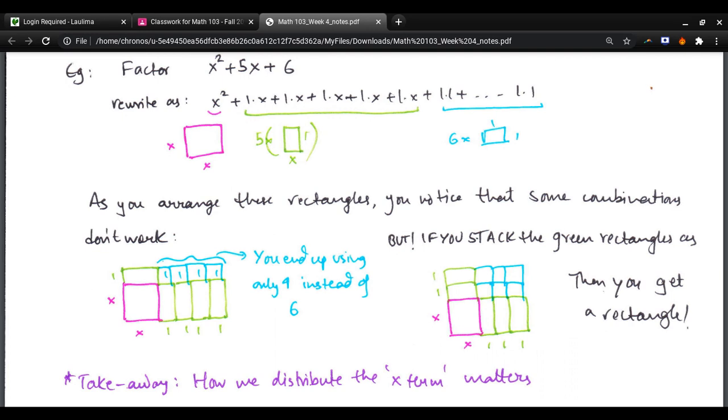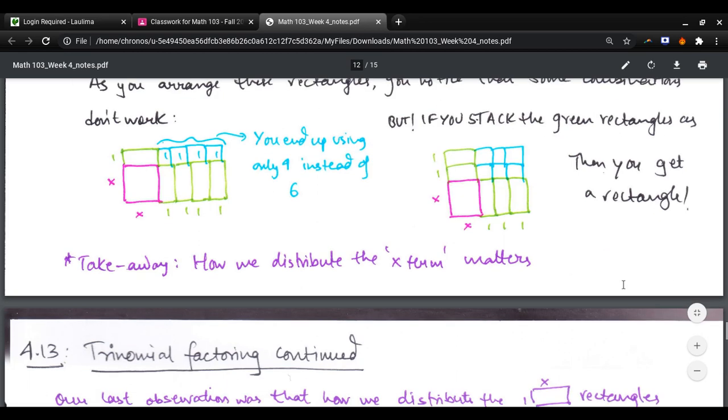So the takeaway from this is that our process depends heavily on how we distribute the green rectangles, and how we distribute them horizontally and vertically, which in the algebra sense would mean the distribution of the x term matters. Remember, the green rectangles correspond to the x terms, so that matters.